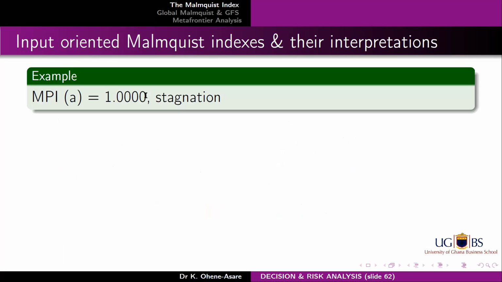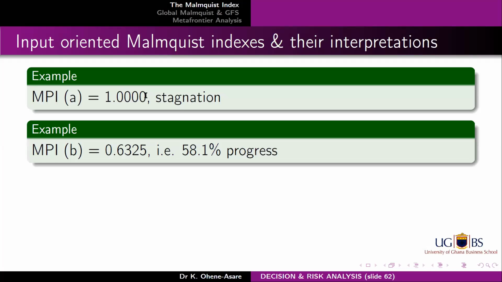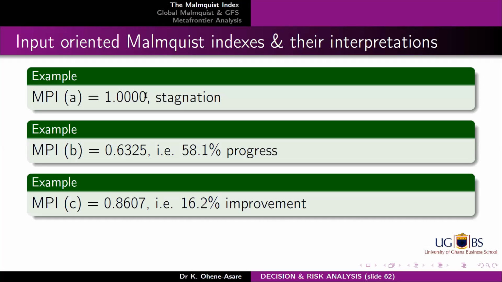Stagnation is not good. Somebody says it's neutral. No, stagnation is not good. So when you even bring bootstrapping into it, it will tell you that the stagnation is not healthy. You want significance. And for you to be significant, you got to progress. Okay. Now look at B. B experienced 58.1% progress. 58.1%. So B is experiencing a lot of progress.